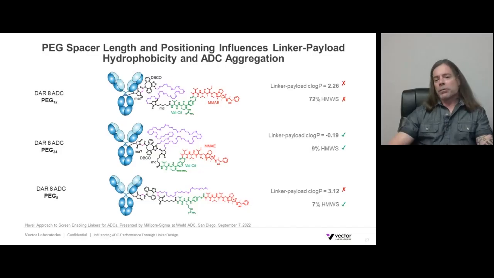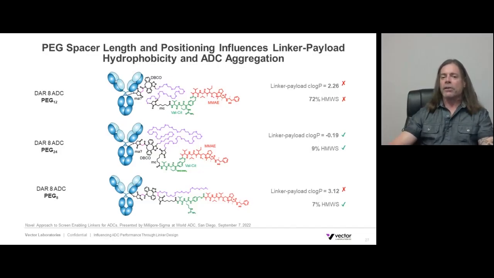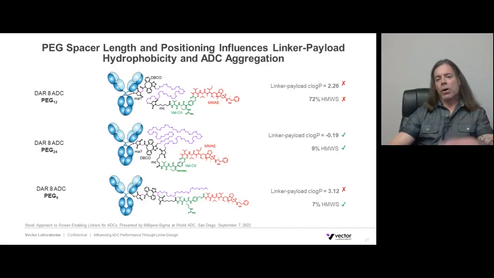And you can see that's reflected in the C log P over on the right, which is actually higher than the above two examples. But the DAR8 ADC is only 7% aggregated, which is lower than the above two examples. They further went on to show that you can put a PEG-12 and a PEG-24 on the side, and it reduces your aggregation even further.